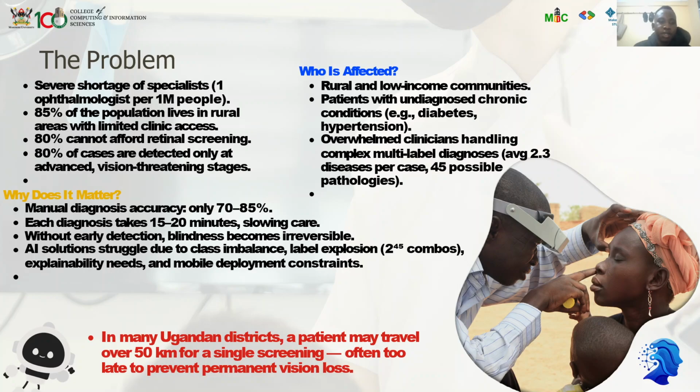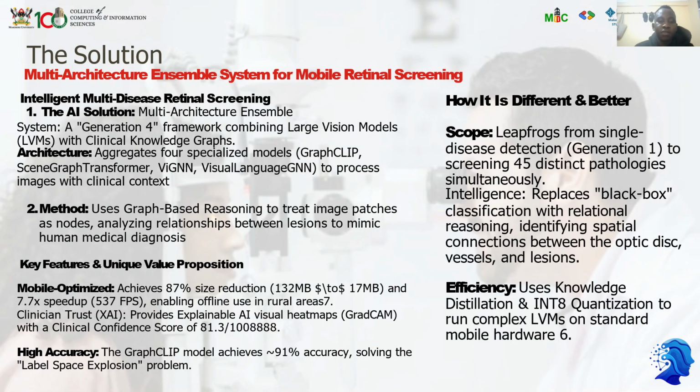Why does it matter? Manual diagnosis accuracy is only 70 to 80%. Each diagnosis takes 15 to 20 minutes, which is slow care, and without early detection, blindness can become irreversible. AI solutions struggle due to class imbalance, label explosion, explainability needs, and mobile deployment constraints. In many Ugandan districts, a patient may travel over 50 kilometers just for a single screening, which is not good, and it can be too late to prevent vision loss.